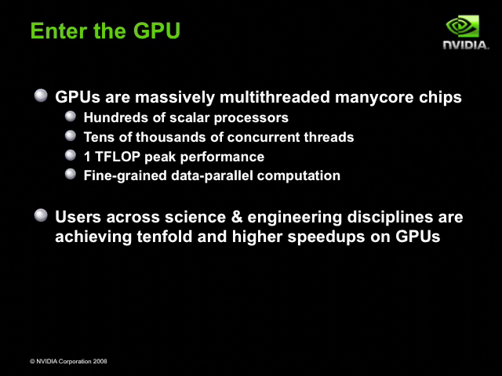GPUs are able to run tens of thousands of threads concurrently and have a peak performance of up to 1 teraflop. The granularity of parallelism on the GPU is fine, and in this sense, represents a return to the golden age of parallel computing. GPUs can, in fact, leverage many of the parallel algorithms developed for those exotic supercomputers. Users across many disciplines in science and engineering are achieving many-fold speedups on their codes using GPUs.